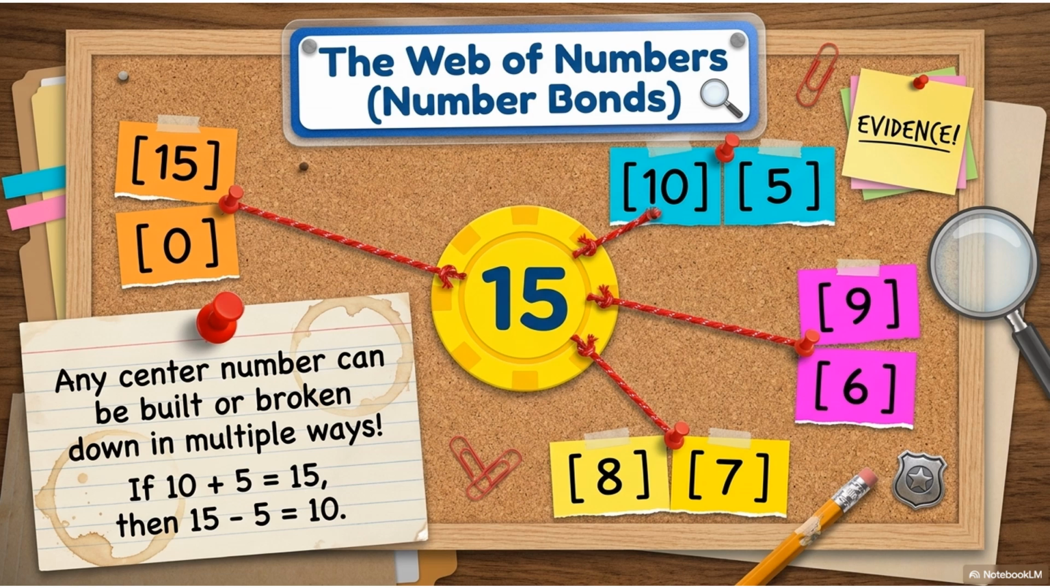Okay, now understand the web of numbers, that is number bonds, okay? So there is 15. So what's the number bond? 15 plus 0, 10 plus 5, 9 plus 6 is also 15, 8 plus 7 is also 15. So multiple ways to get 15 as your answer.